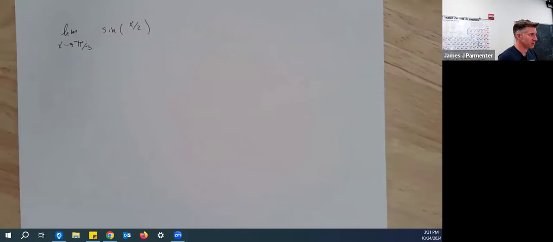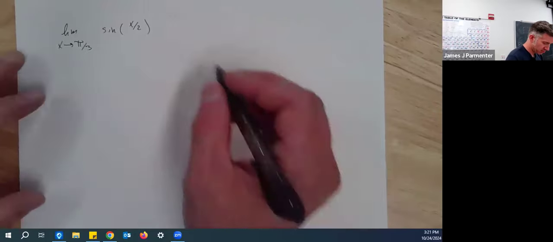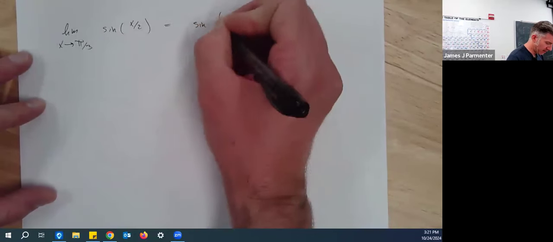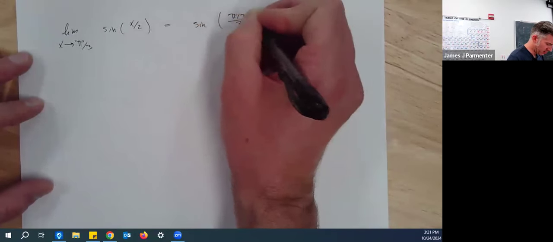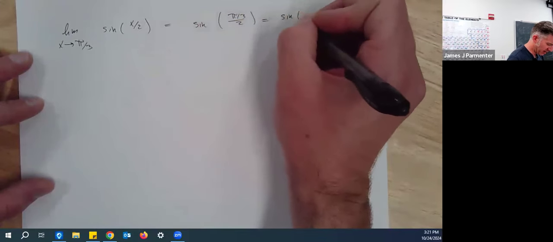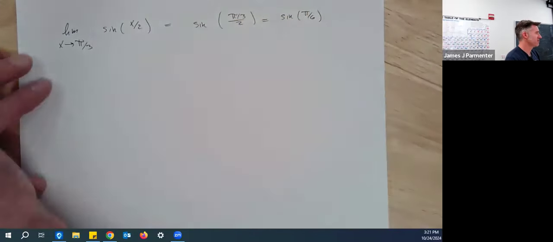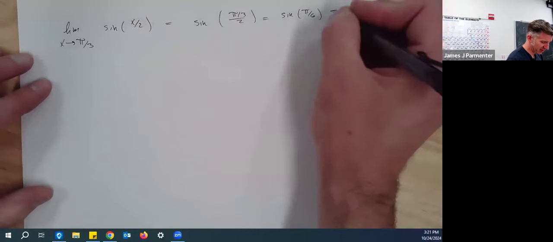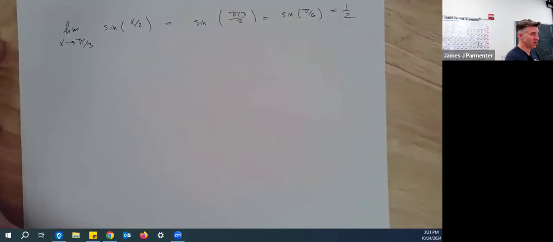That really isn't a limit question. I mean, it is, but, okay, plug it in. I get sine of pi over 3 divided by 2, which is sine of pi over 6, which is 1/2. So that's more of a knowing how to evaluate a trig function question. Is that kind of what we're looking for, or something different?